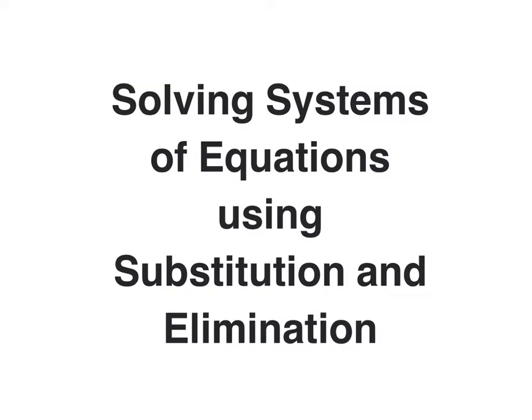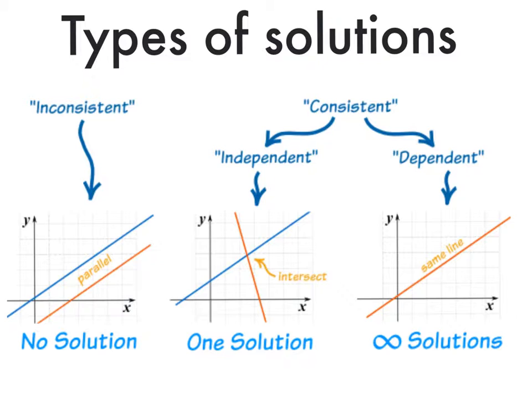In this video, we are going to talk about solving systems of equations with 2 variables and 3 variables using substitution and elimination. First things first, let's take a look at the 3 types of solutions that we can get from a system of equations. The ones that are on the screen are for 2 variables, or something that we call a linear system of equations. So there are 3 types.